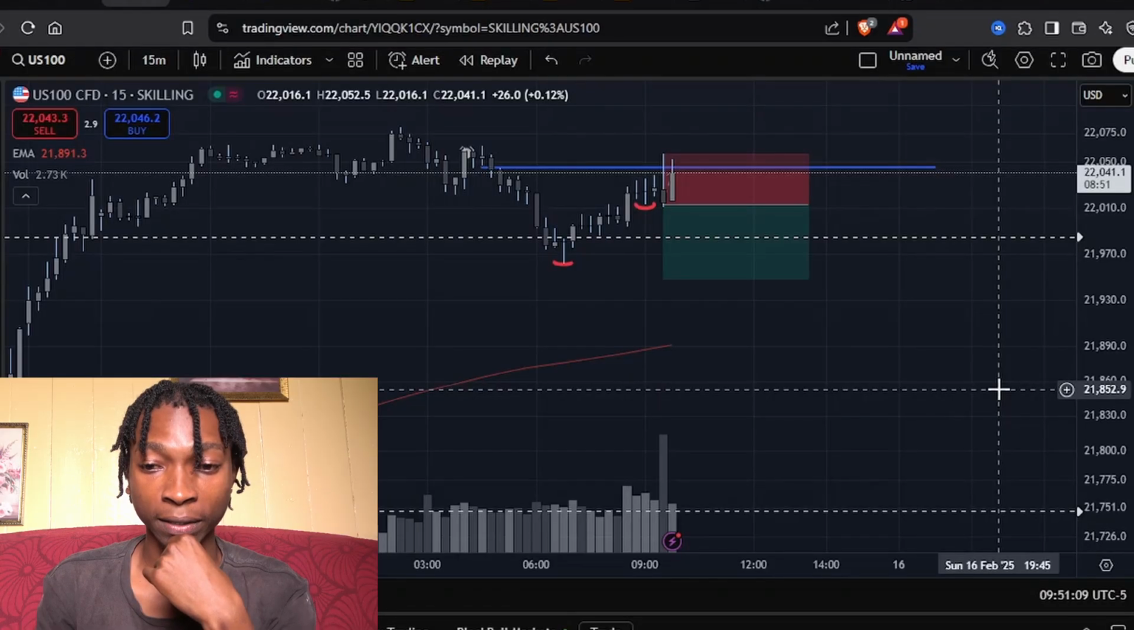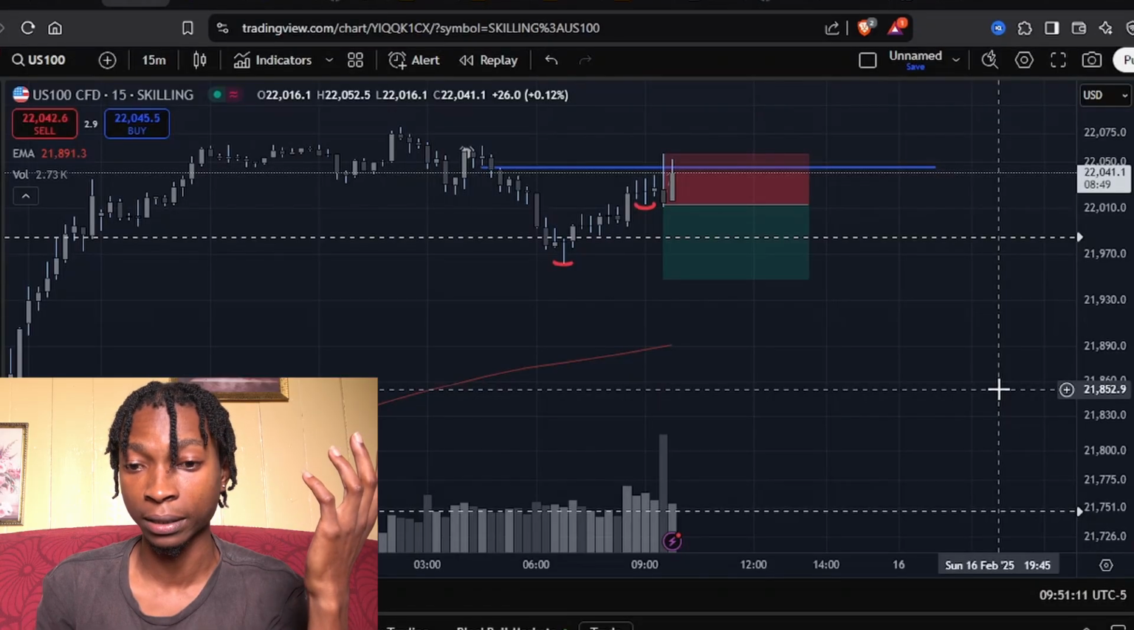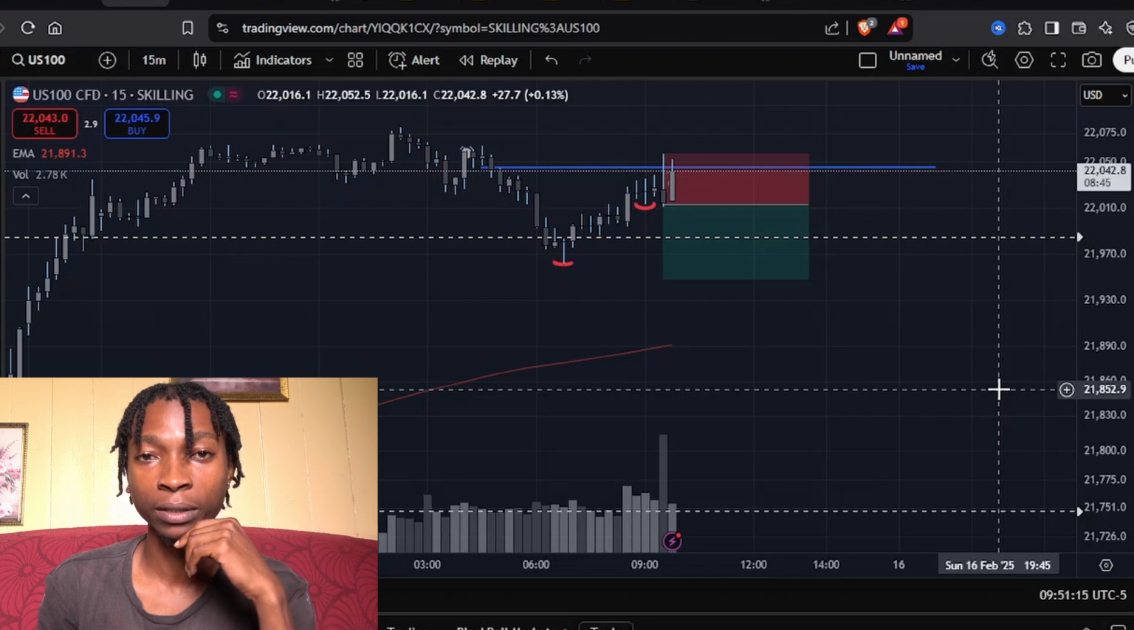Just a few minutes later, and it looks like this one is a SL. I wanted to open the camera and get it live because some days I record it hitting TP live, so I wanted to record it hitting stop loss live as well, so you guys could see the reality of trading. It's not always sunshine around here, but we learn to manage our emotions and manage our trades.